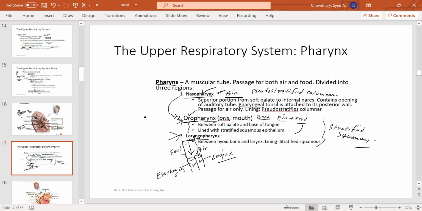So they get separated, and when you swallow, food should not get into the larynx, right? That's why you have a cap here, a lid. It's a cartilaginous structure, elastic cartilage, called the epiglottis. The epiglottis would close the inlet of the larynx, so the food will not be able to enter the larynx, but will enter the esophagus.